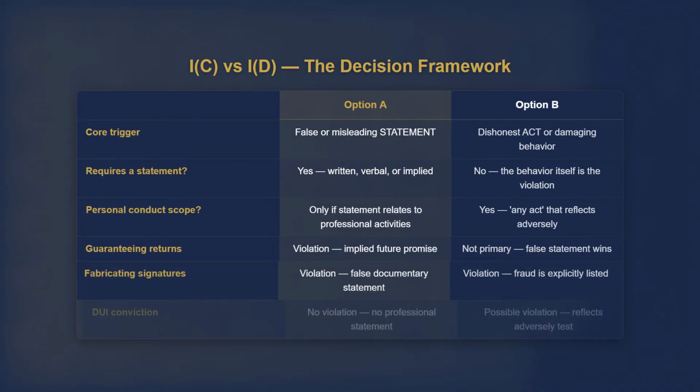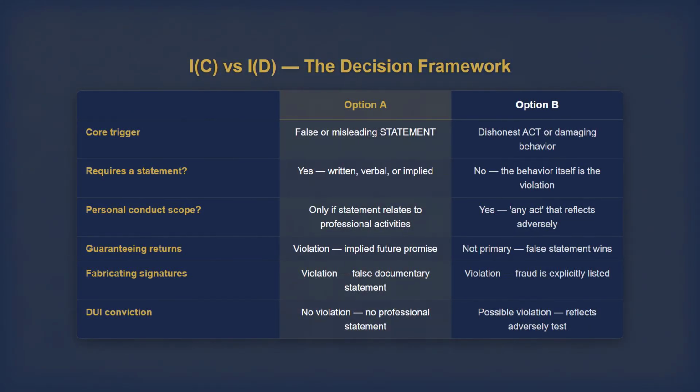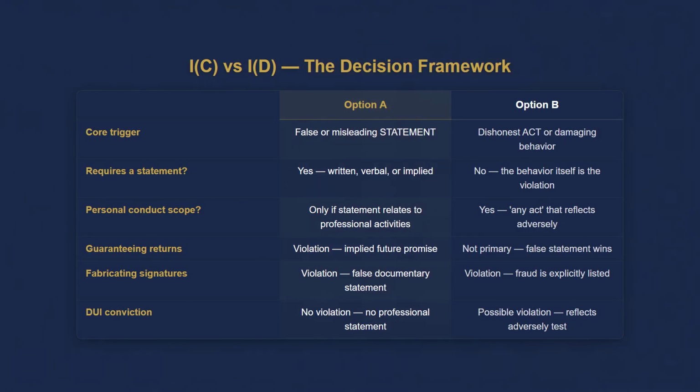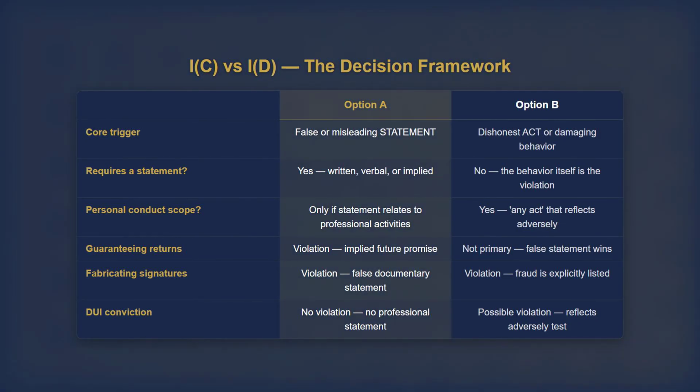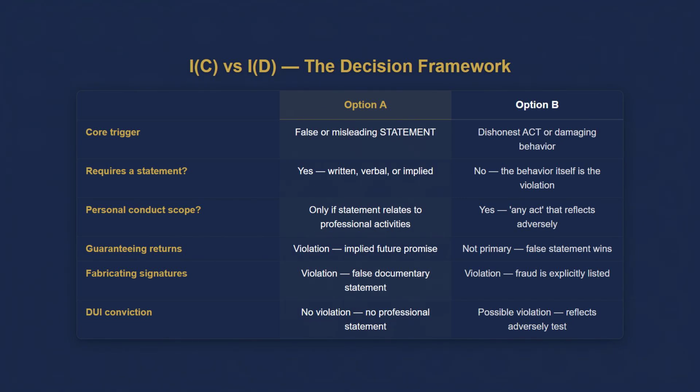The exam tests I(C) and I(D) together. Here is the exact decision framework that saves you points under time pressure. When you see a false or misleading statement in a professional context, start with I(C). When you see dishonest behavior, an act of fraud, deception, or personal misconduct, start with I(D). But here is the critical nuance. Many violations qualify for both simultaneously.